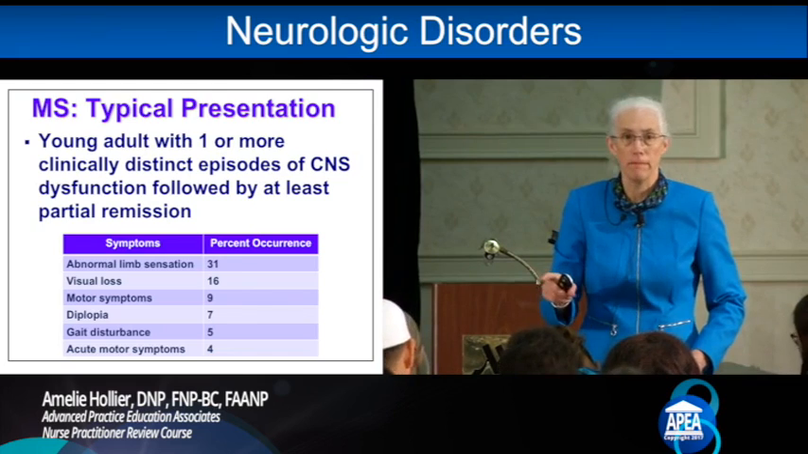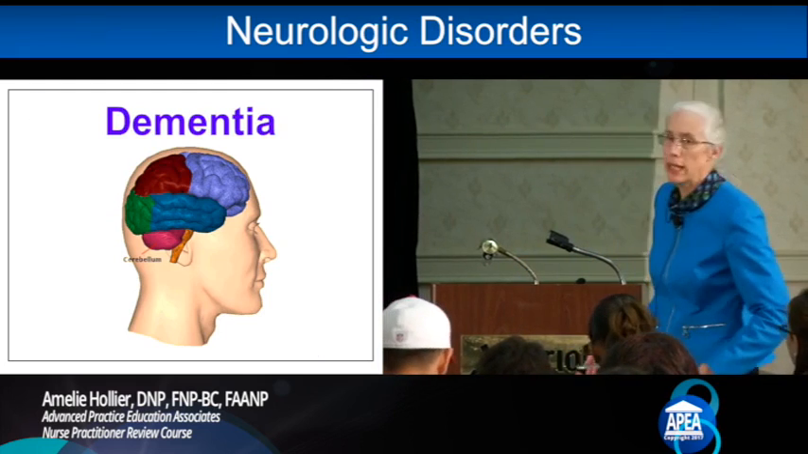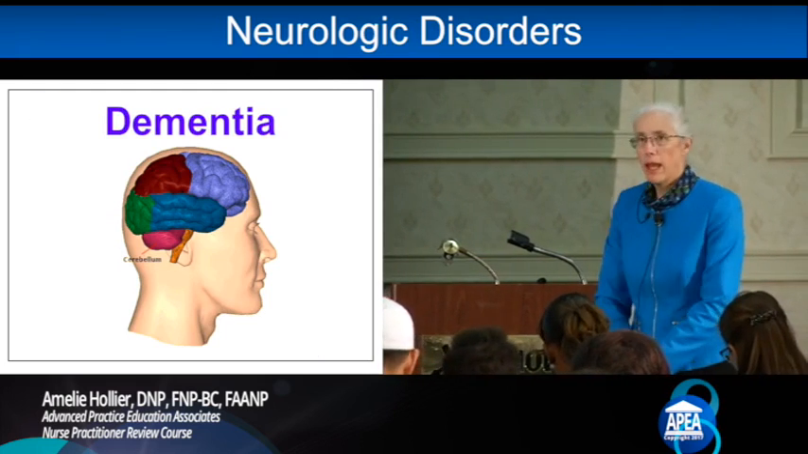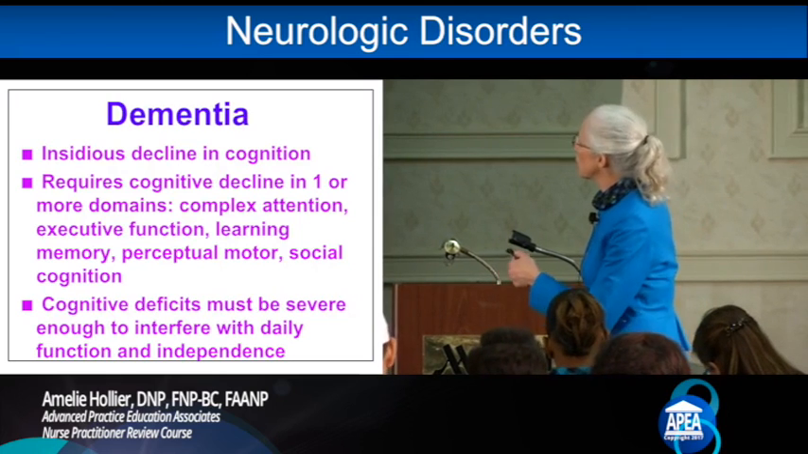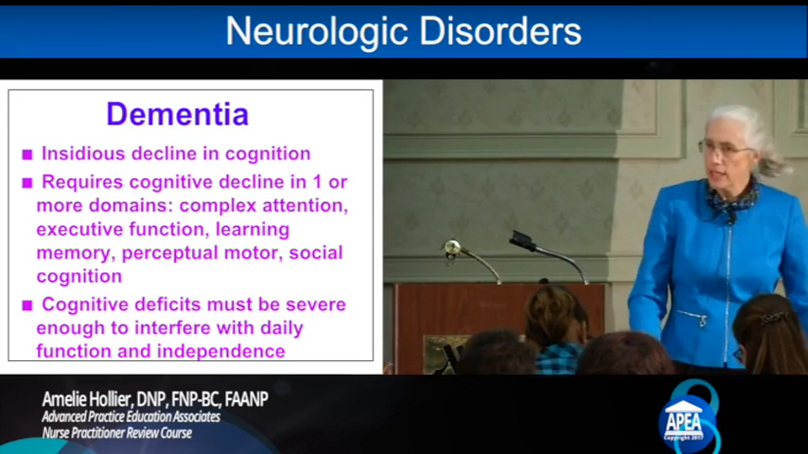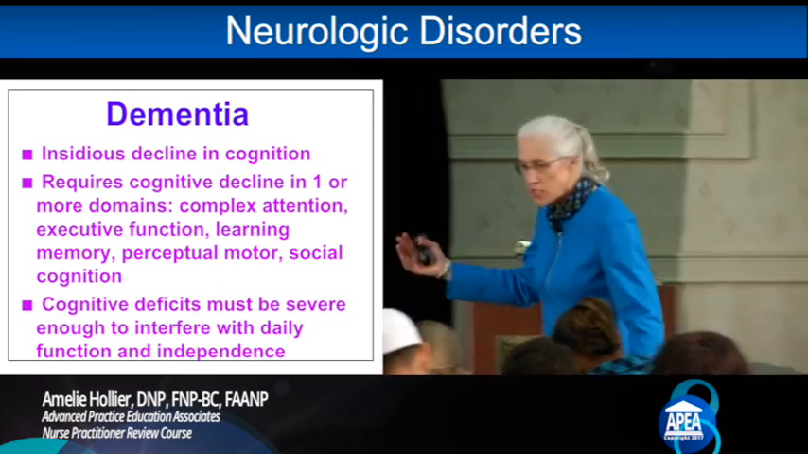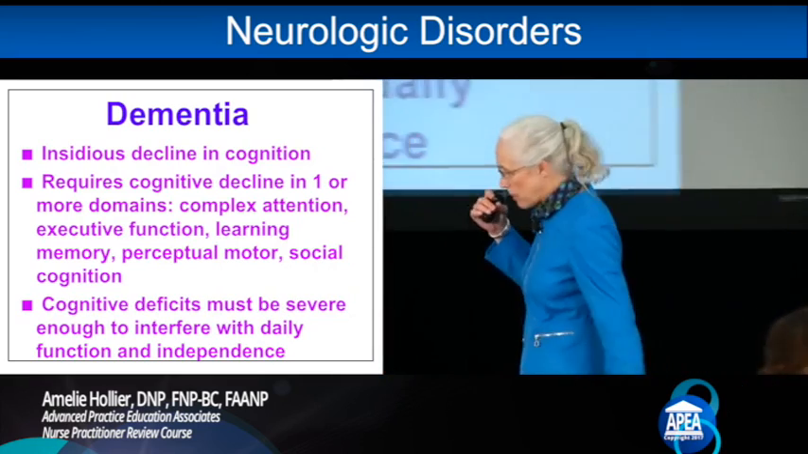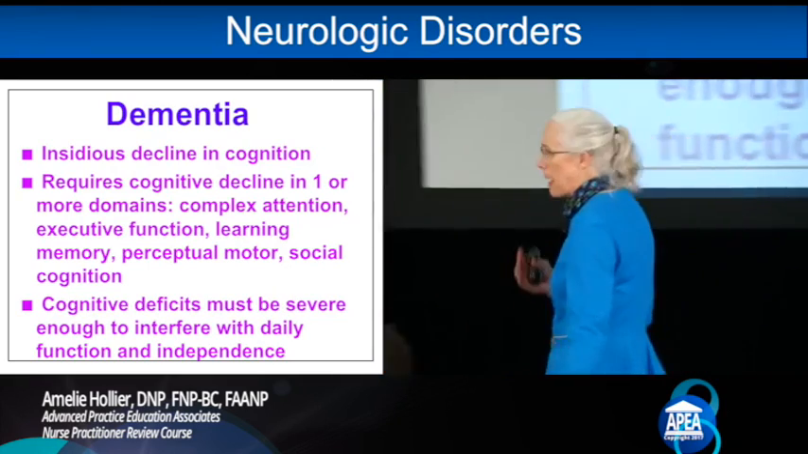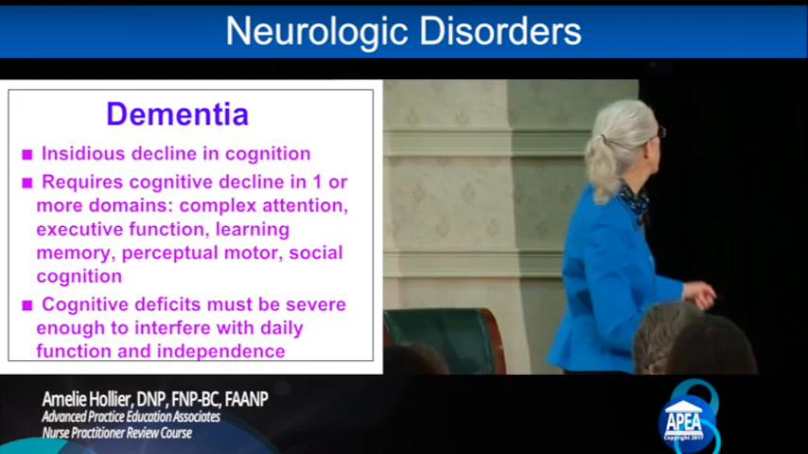All right, everybody with me? Let's talk about dementia and then we'll wrap things up. Dementia really is a decline in cognition. That's what it is. And it happens insidiously over a period of years or months. It doesn't happen overnight. It doesn't happen this week.